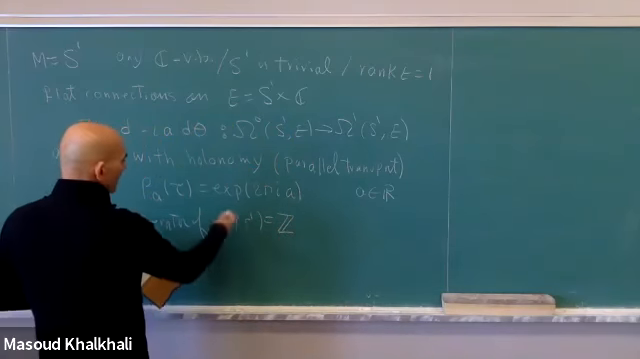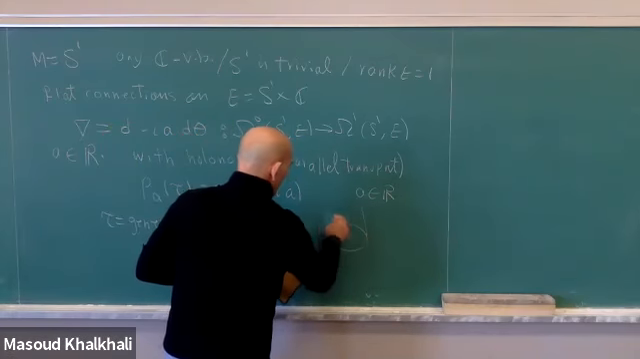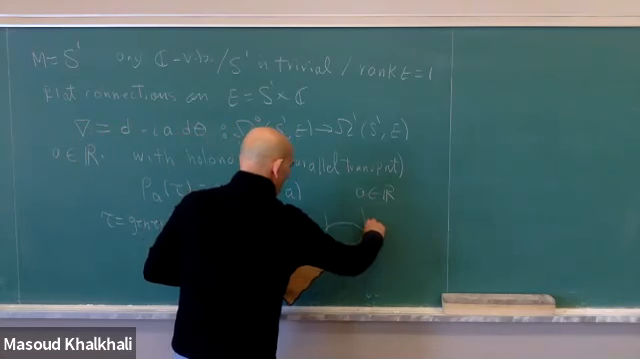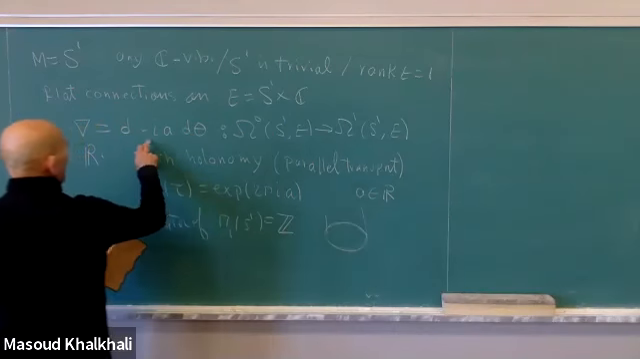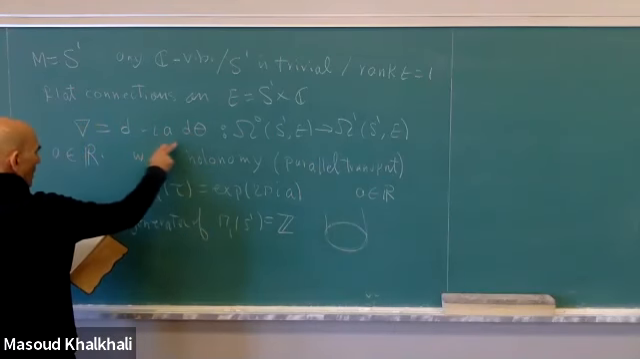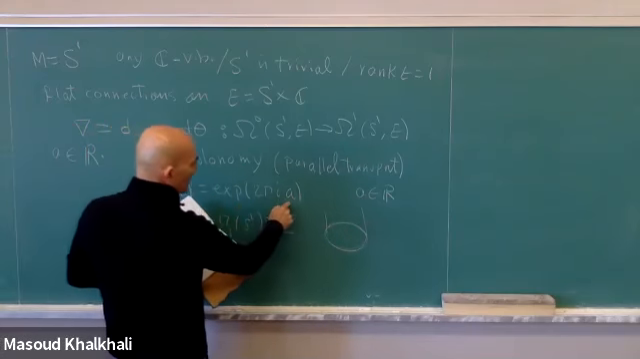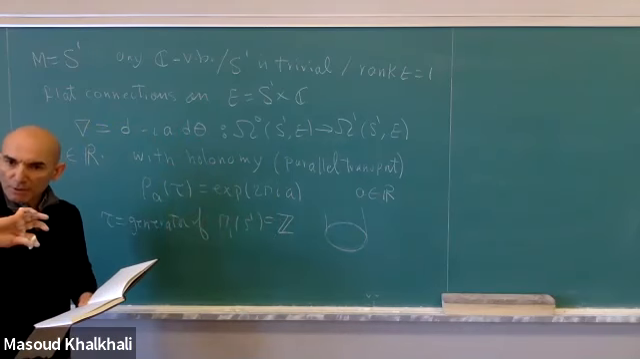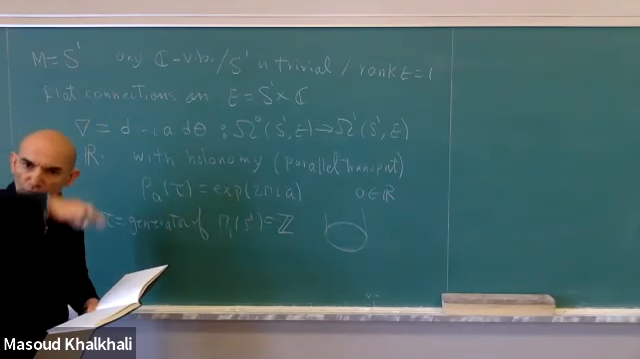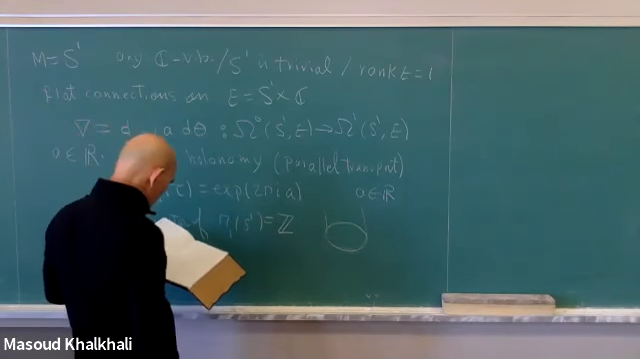Okay, so there's a bundle here, and when you move, you don't come back to the same place because this connection has monodromy, and its monodromy is this. Unless A is an integer, this is not trivial. So it's multiplying by some phase when you move one loop around the circle. This is the monodromy.